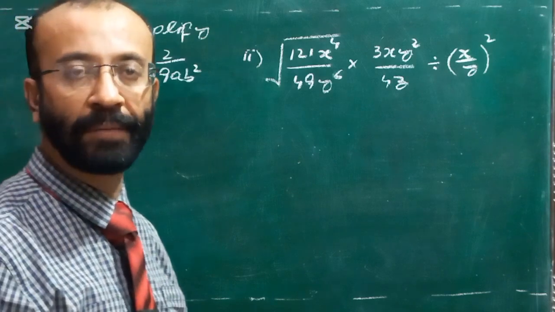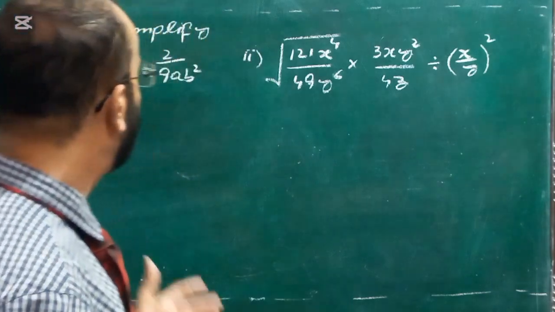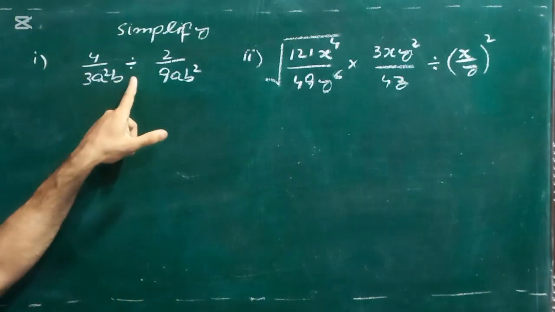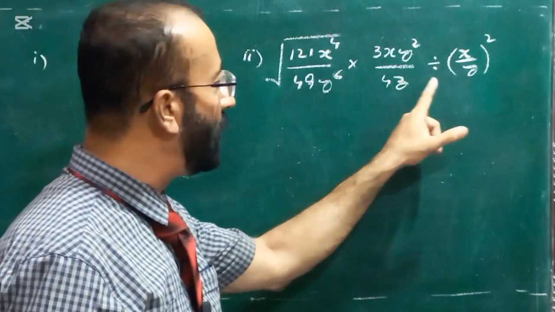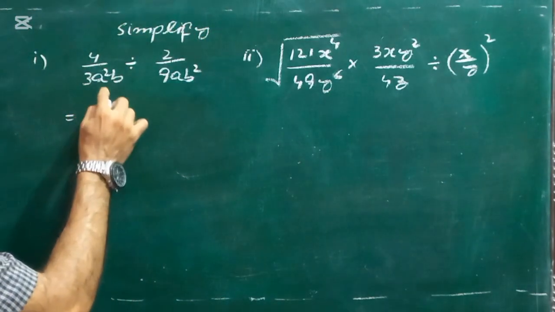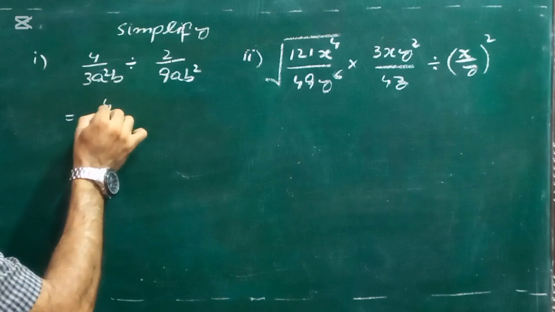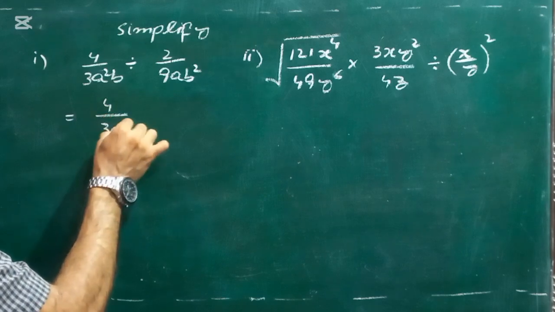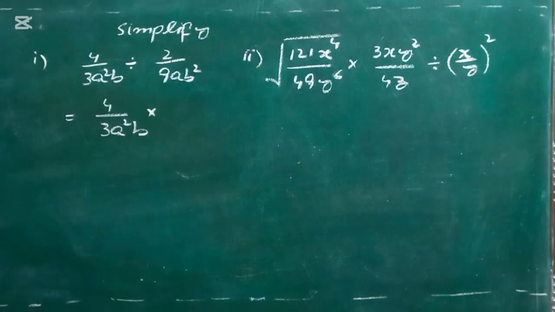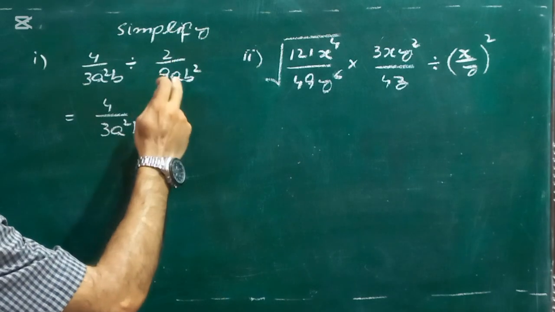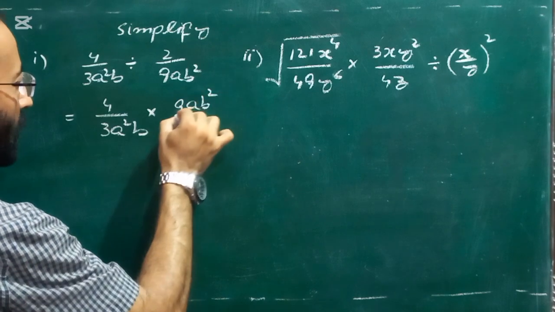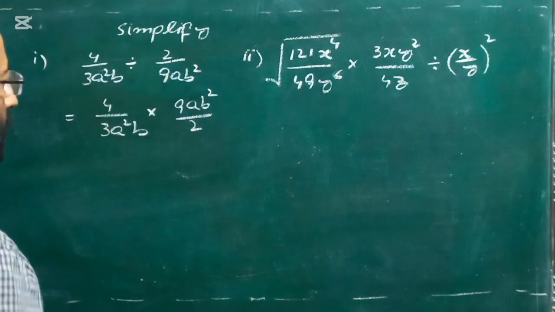Here is another type of the question from the lecture. So look here, we are again required to simplify the question. Division sign is here, but in this question, multiply and division signs are there. So first we are going to solve this question. So first factor will be written as it is, that is 3a square b. This division sign is going to be converted into multiply and take the reciprocal of the next fraction. So 9ab square will come in the numerator and this 2 in the denominator.